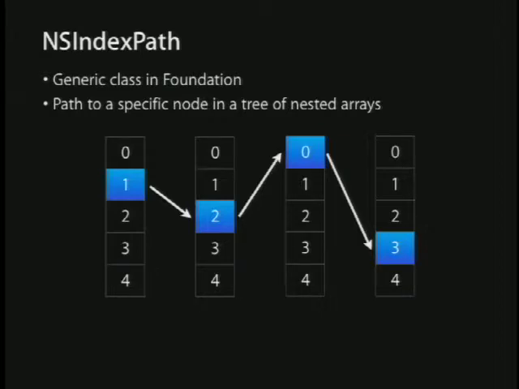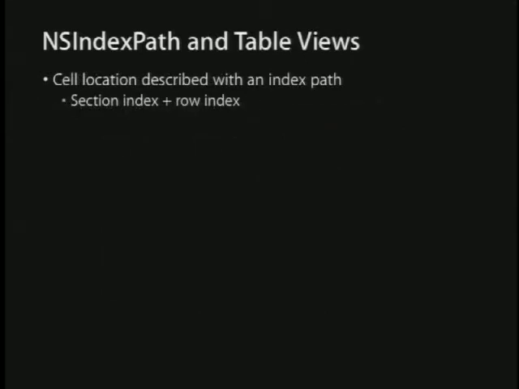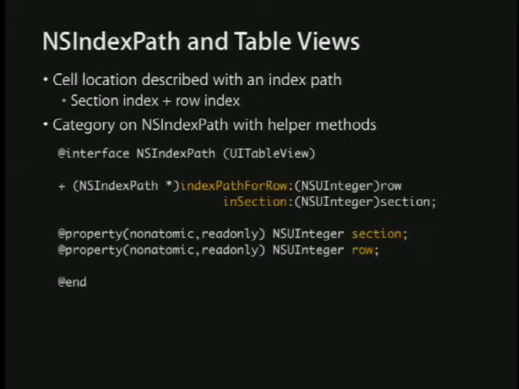And table view uses this to represent a particular row in a particular section. So all index paths that UITableView uses have exactly 2 elements in them. The first one is the section, and the second one is the row. And there's actually some convenience methods defined on NSIndexPath that can help you with that. The first one is indexPathForRow:inSection:, which is a convenience method that returns an auto-released NSIndexPath representing a particular row and a particular section. And there are also properties to ask a particular index path for its section and row. So that's how you represent a particular row in your table view.